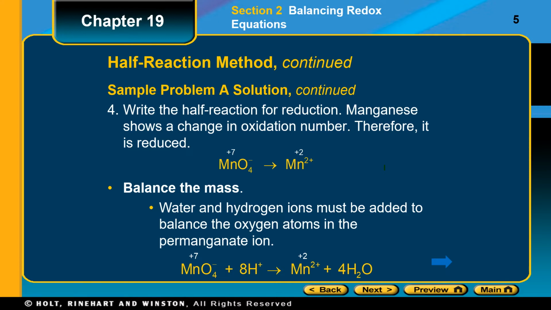And then because we have added 4 water molecules to the right side, that has also caused us to have 8 hydrogens on the right side that we need to balance by putting 8 hydrogen ions on the left side. So at this point, we have the manganese at 1 apiece, oxygen at 4 on the left and 4 on the right, and 8 hydrogens on left and right. So we're balanced by mass.